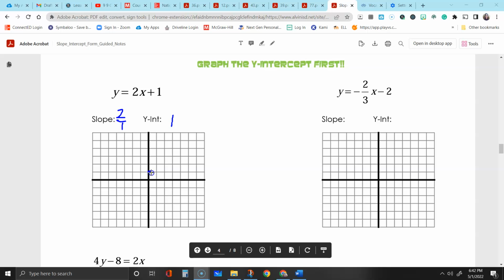Go up 1 to the y-intercept. Then you can count up 2. Start at your y-intercept. Up 2 over 1, put a dot. Down 2 over 1, put a dot. Then you're going to draw a nice straight line with a ruler. I'll show you in a second.